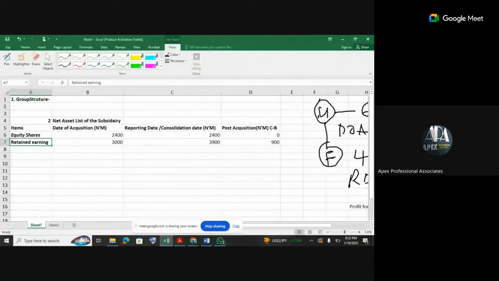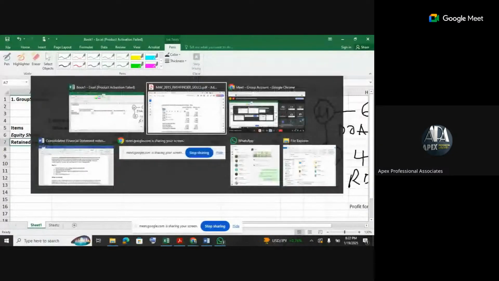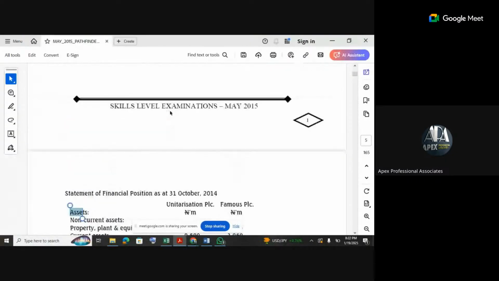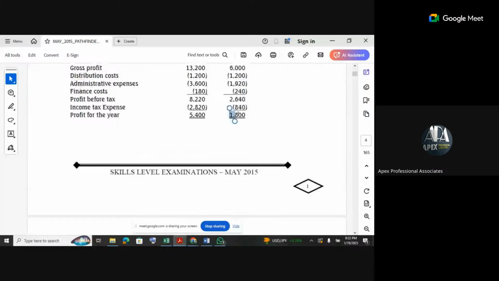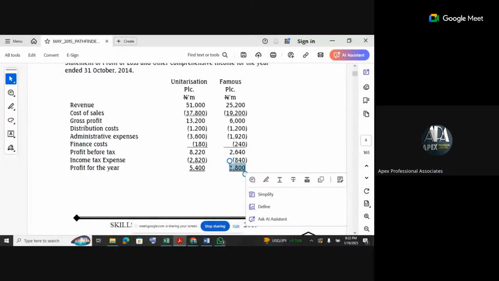But what we need to calculate is the date of acquisition. The date of acquisition might be given to us in the question, but if it's not, and we're given our P&L, in the P&L, take the profit of the subsidiary. It is a full year, not 6 months. It should have been different, but this profit is for 1 year. We are now saying that 6 months of this profit must have been made after you bought F.